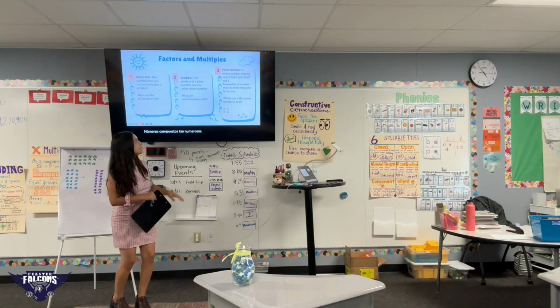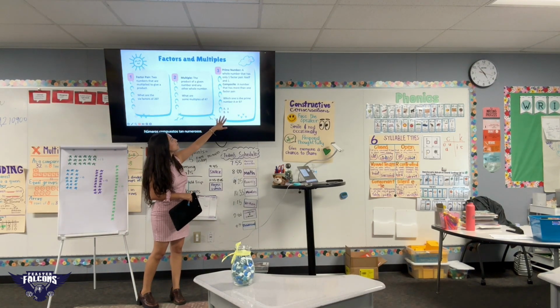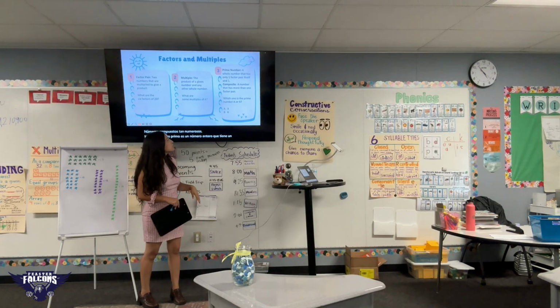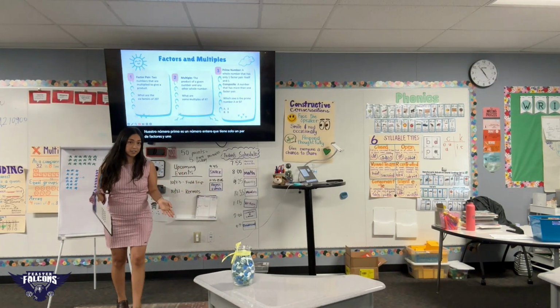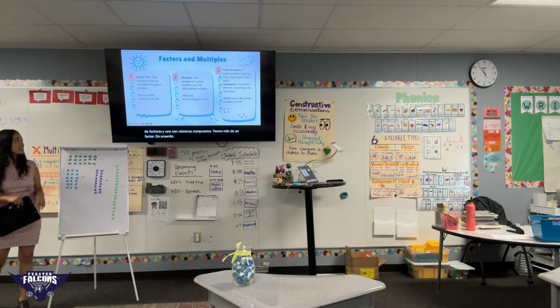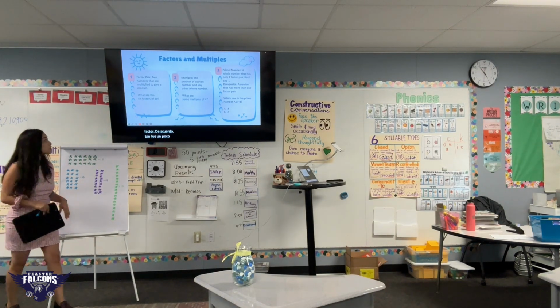Lo voy a leer en inglés. A prime number is a whole number that has only one factor pair, itself and 1. Composite numbers have more than one factor pair. Okay? That was a little fast. Y sé que lo dije un poquito rápido, creo que estoy un poco emocionada.